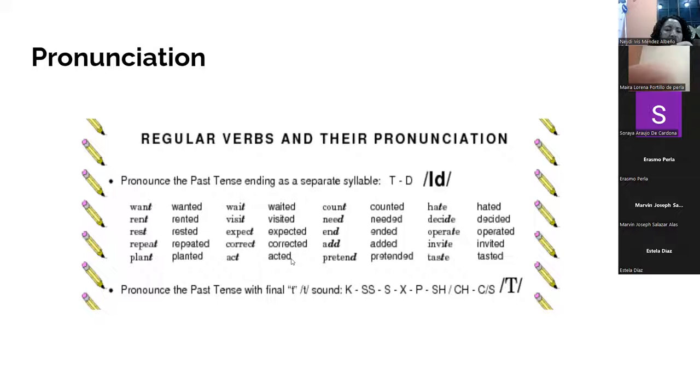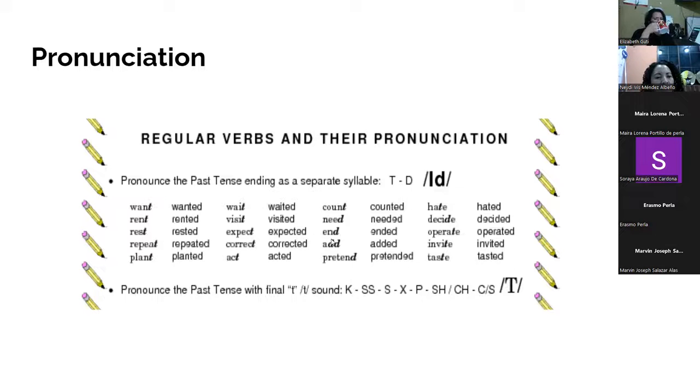Act, acted. Count, counted. Need, needed. End, ended. Add, added. Very good. Pretend, pretended. Hate, hated. Very good. Decide, decided. Operate, operated. Very good. Invite, invited. Taste, tasted. Very good. So many words that end in T or in D as a separate syllable, that is the pronunciation, right?